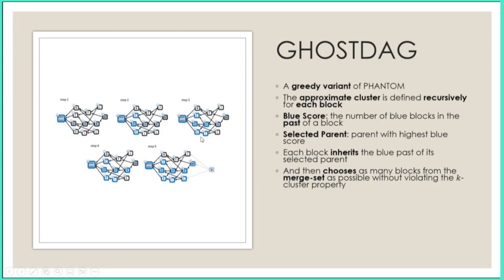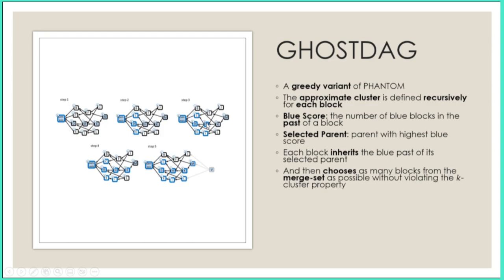And then we keep going. So at the third step, we're looking at K. And who are the parents of K? They are B, H, and I. And if we look, we see that I has a blue score of 2, B has a blue score of 1, and H has a blue score of 4. So we say, okay, our selected parent is H. But now we're going to have to look at B and look at I, and we want to choose some of them to be blue.